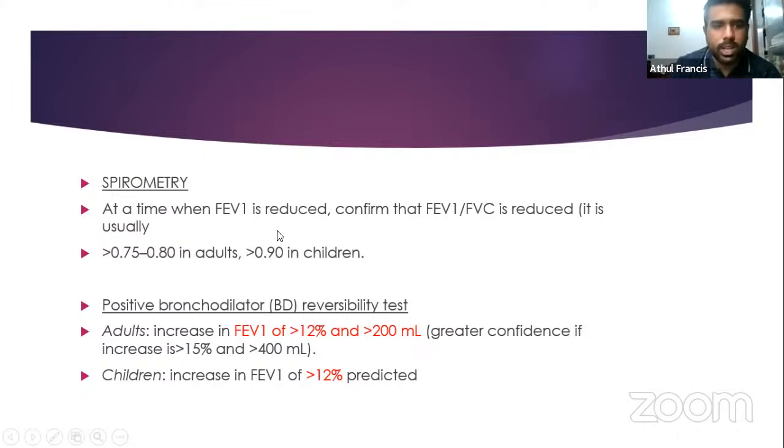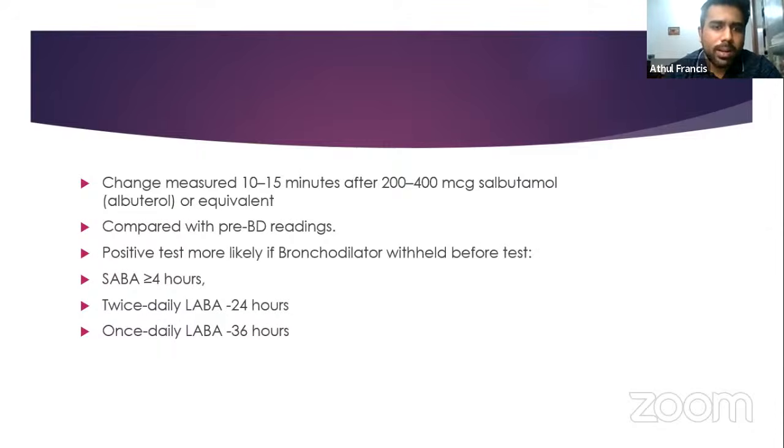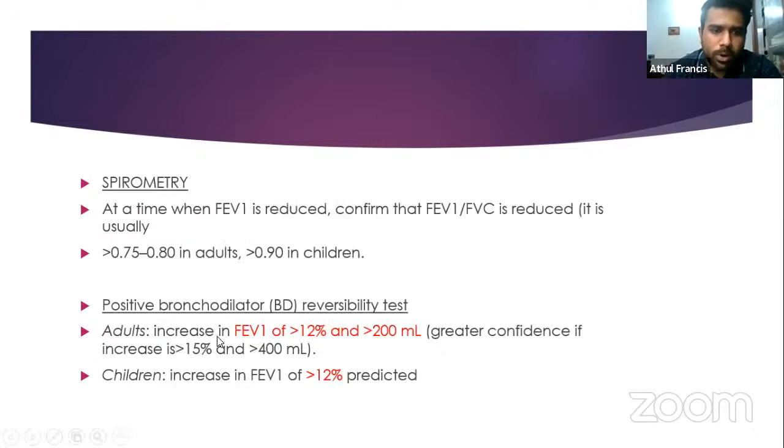Your initial spirometry is done. Now you give a bronchodilator, which can be either a short-acting beta agonist like salbutamol, 200 to 400 microgram, or an equivalent, and it's compared with the pre-bronchodilator reading. If about 10 minutes after the bronchodilator is given you see an increase in FEV1 of greater than 12% and greater than 200 ml, that means it's a diagnosis of asthma. Always remember, it is FEV1, not FEV1 by FVC. There is no 'or'; it's greater than 12% and greater than 200 ml.